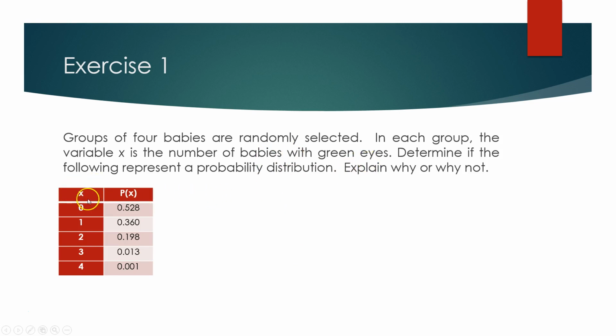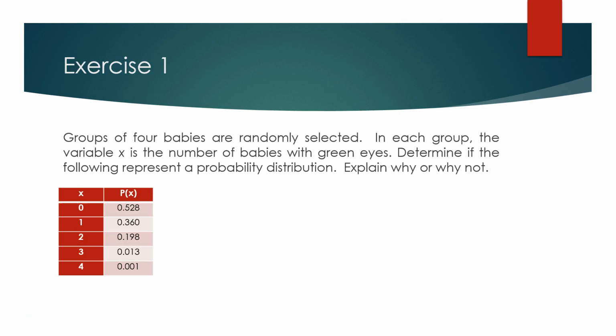So first, the way that these are set up is almost always going to be the same. X is always your variable. And in this case, this is the number of babies with green eyes, and it looks like it's out of a total of 4 that we're looking at. P of x is just its function notation, and it's the probability of event x. So this is the probability that we have 0 babies with green eyes. This is the probability that we have 1 baby with green eyes, and so on. So reading this table is going to be pretty similar to anything else that you've read. So it's not any different just because you're seeing it in your statistics class.